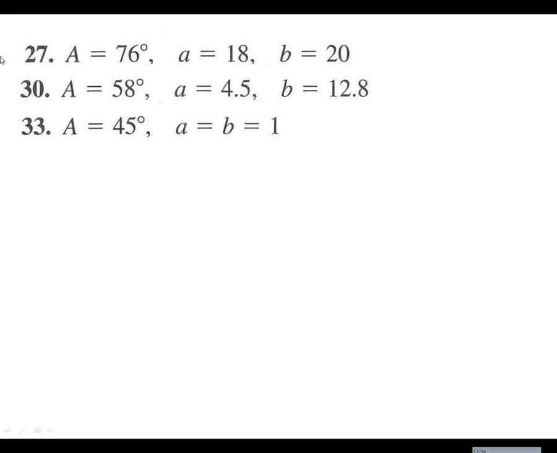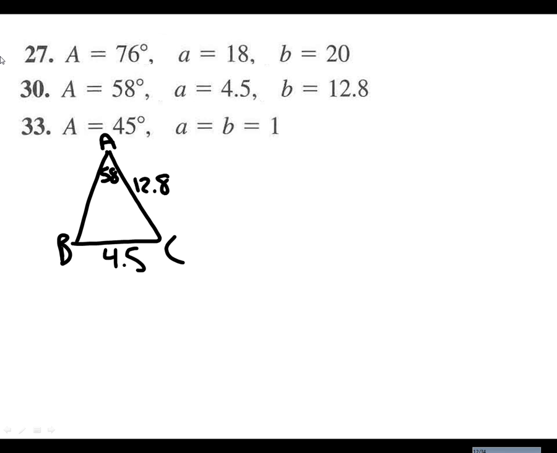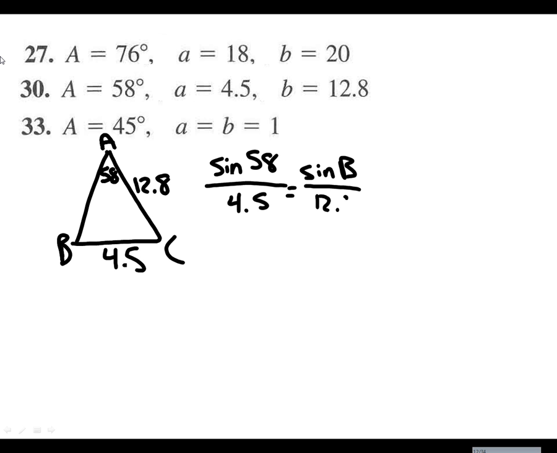All right, on we go to 30. Problem 30, let's set up our triangle. A, B, and C, 58 degrees, 4.5, B is 12.8. Let's go ahead and find angle B. So sine of 58 over 4.5 equals sine of B over 12.8. And when we move these around, we get sine of B equals 2.41.